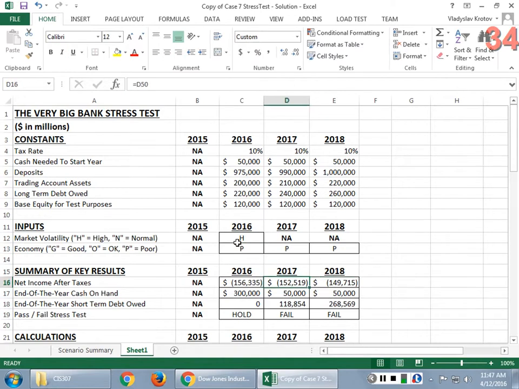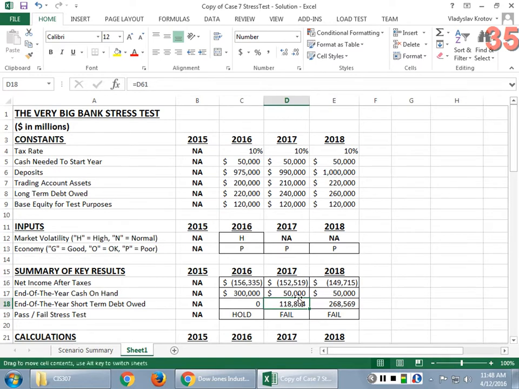If that's the case, look what's going to happen in 2017. In 2017, there will be no net income. So in parentheses means they're losing, there's a loss of $152 billion. Okay? Also, they only have $50 billion cash on hand at the end of the year. And they need to repay this year $118 billion in short-term loans. Now, in that case, they will fail that test because, look, they don't have enough cash to repay their short-term obligations. And that's a classic bankruptcy case.